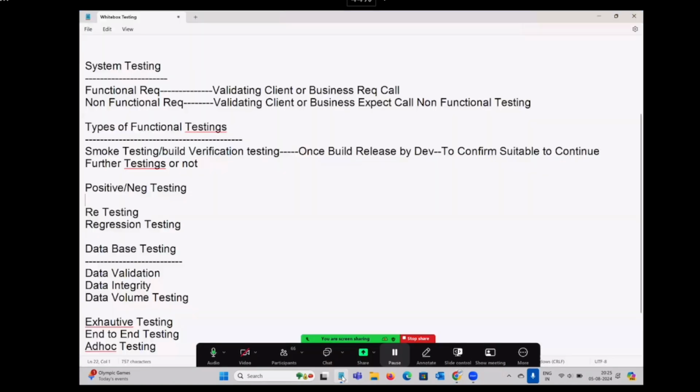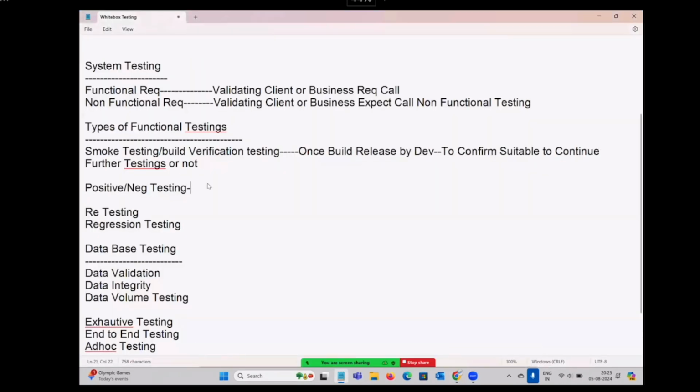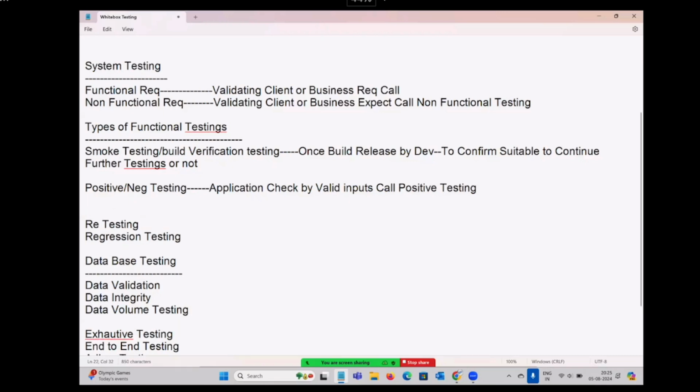So, let me write here. Application checked by valid inputs is called what? Positive testing. And next, same application checked by invalid inputs is called what? Negative testing.